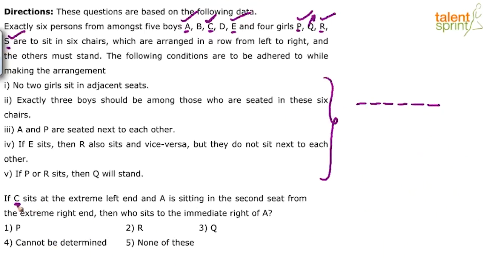Let's try and arrange. What does he say? C sits at the extreme left end. What is extreme left end? This is extreme left end. And A is sitting in the second seat from extreme right end. So this is the extreme right end. Second seat from extreme right end is this, A.